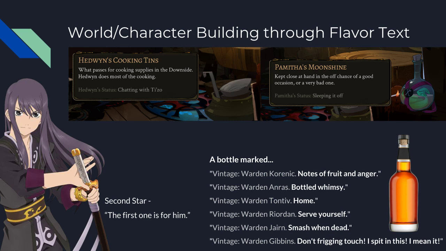There's this sword from Tales of Vesperia called Second Star, and the only flavor text is, the first one is for him. Who's him? We don't know. You could probably dig into the lore and try to find out, but it sparked a lot of fan conversations, which is also cool.